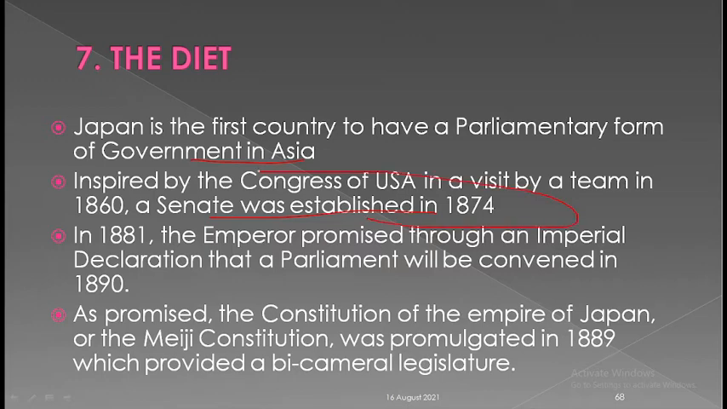However, this establishment of Senate in 1874 did not please the people. So the Meiji Emperor or the Meiji government in 1881 promised that a parliament will be convened in 1890, and then a constitution will be adopted. So as promised, the Constitution of the Empire of Japan, or the Meiji Constitution, was promulgated in 1889, providing a bicameral legislature.